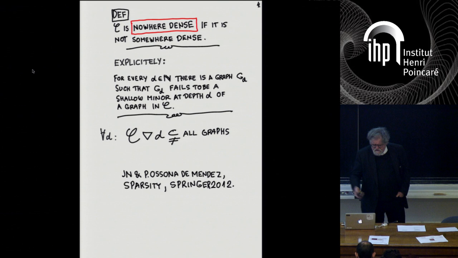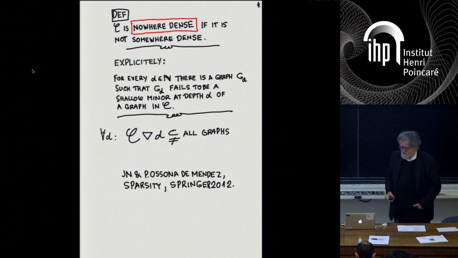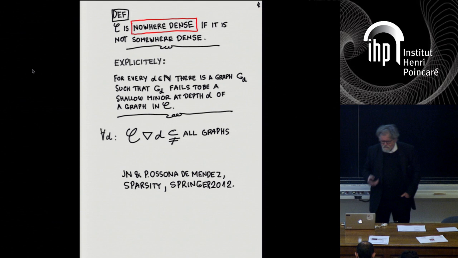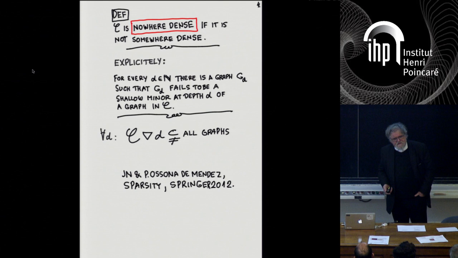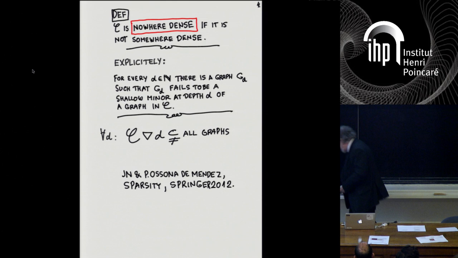And then we say that something is nowhere dense if it is the negation of this. Equivalently, for every fixed d, this radius, there is always a graph which you cannot get by contracting pieces of bounded radius. If you denote by C nabla d the class of all graphs which you get from C as these shallow minors, which is by now standard notation, then the condition for nowhere dense is that this class C nabla d is a proper subclass of all graphs. And you get a certain hierarchy there, which I was explaining, I think, in detail last week.